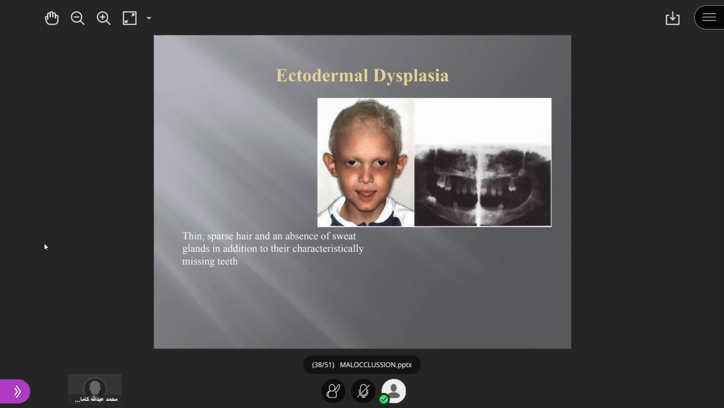If you find a patient, a young patient, who does not have any tooth in the oral cavity, what do you call that condition?